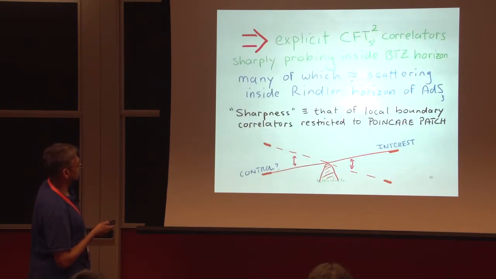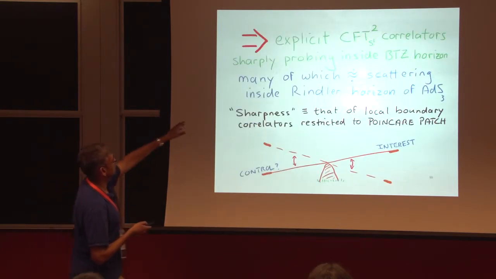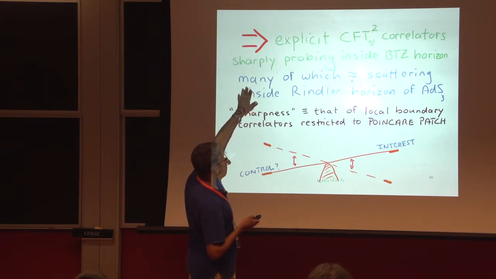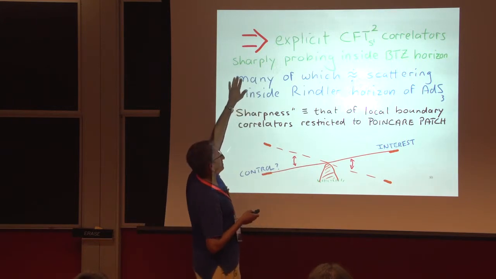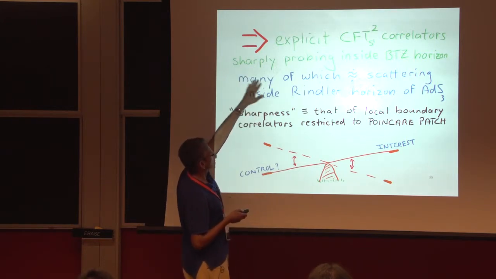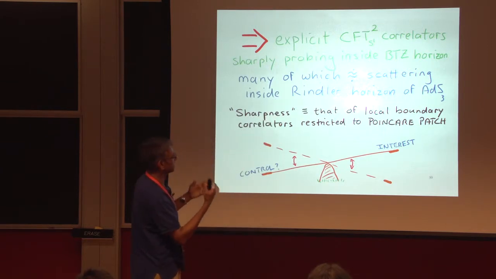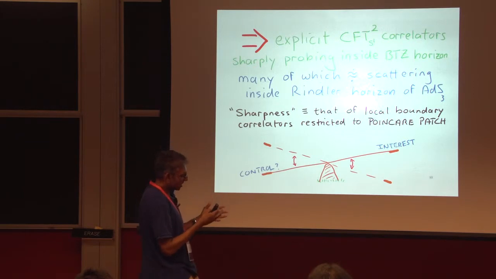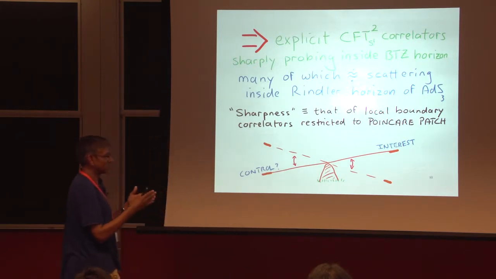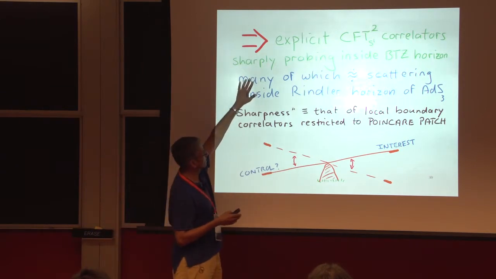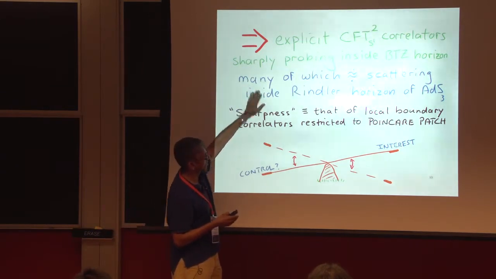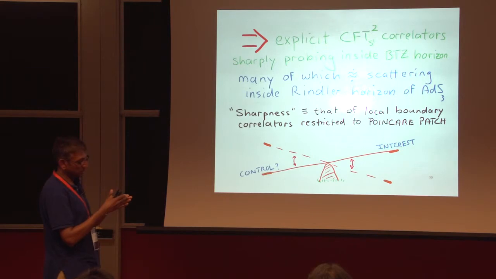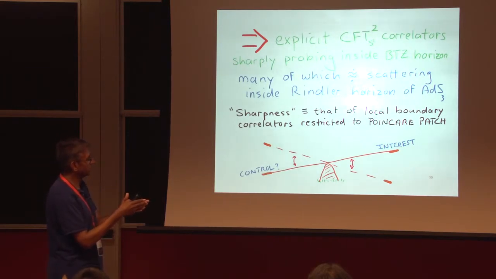So I've run out of time. Let me say this quickly. Basically, what this shows is that these non-local correlators in CFT squared living on a circle, CFT on a circle, there's a substantial number of them that are actually capturing, in the same way that you do in Rindler space, in fact, they're approximately equal to the Rindler scattering amplitude. They're capturing scattering inside the horizon.